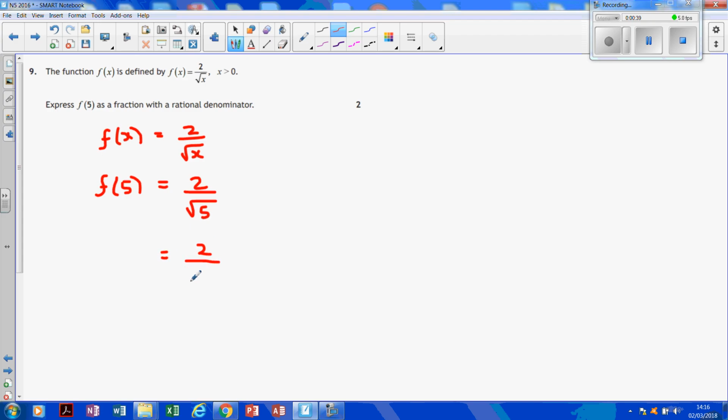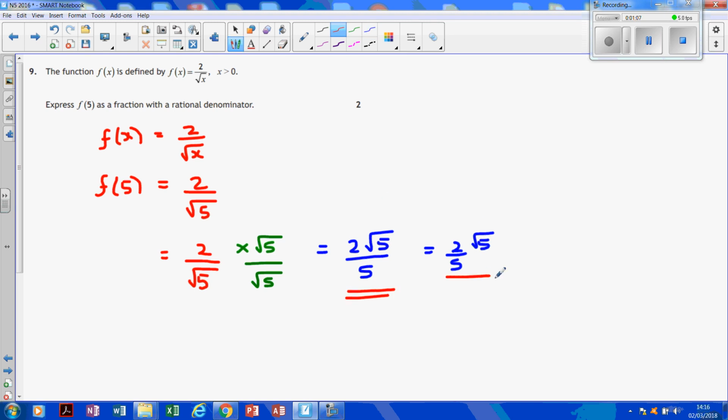So to get rid of a root from the denominator, I multiply top and bottom by that same root. So I multiply by root 5, I multiply by root 5. And straight across the top then, 2 times root 5 is 2 root 5. And across the bottom, I've got root 5 times root 5, which is root 25, which is 5. So that is equal to 2/5 of root 5. Either format is correct. That's okay to write it as that. That's a kind of tidier version of it.